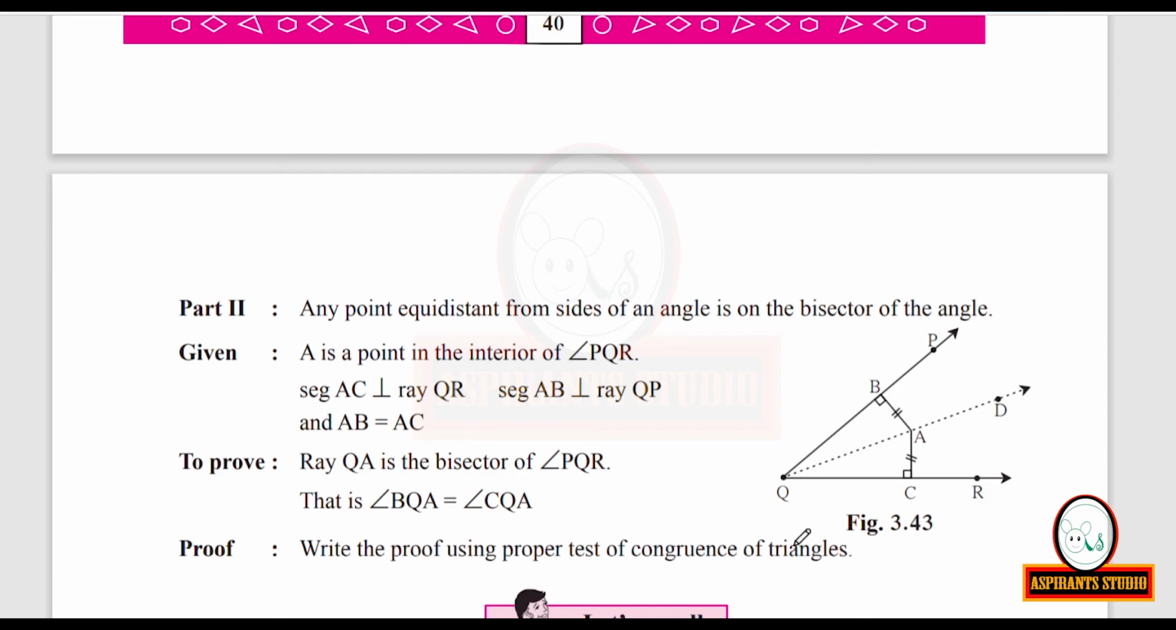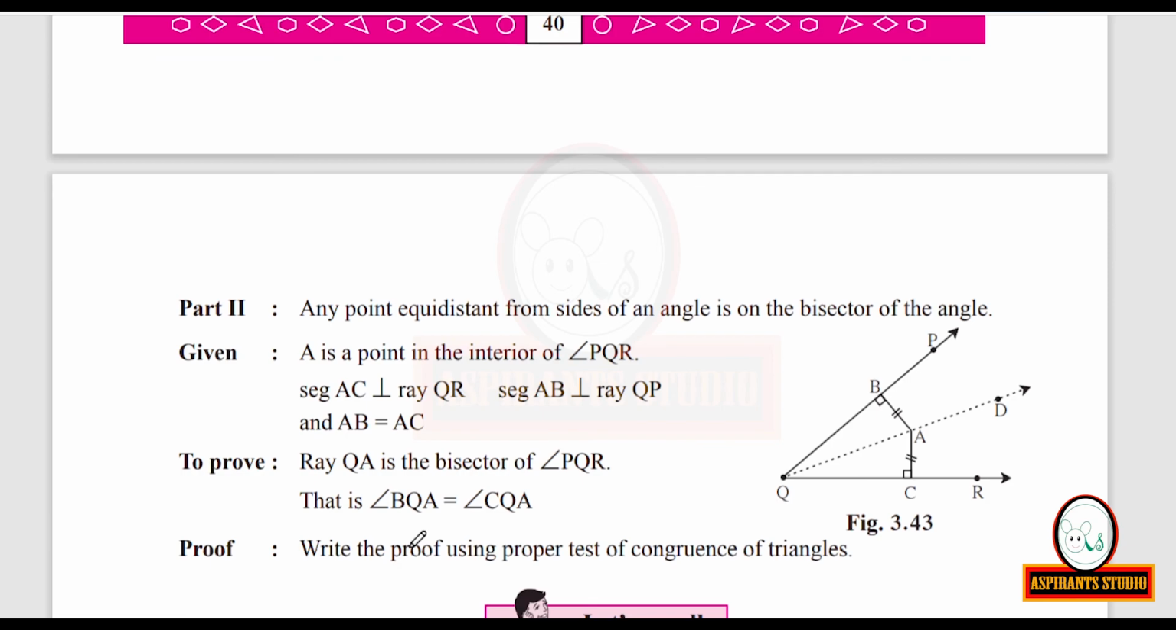In the next line you will write angle BQA is congruent to angle CQA. That is what we want to prove, no? Within brackets, corresponding angles of congruent triangles. This you will write according to the correspondence of the vertices. Vertex B corresponds to vertex C, vertex Q corresponds to vertex Q, and vertex A corresponds to vertex A. So you have to write angle BQA is congruent to angle CQA. Within brackets you have to write CACT.